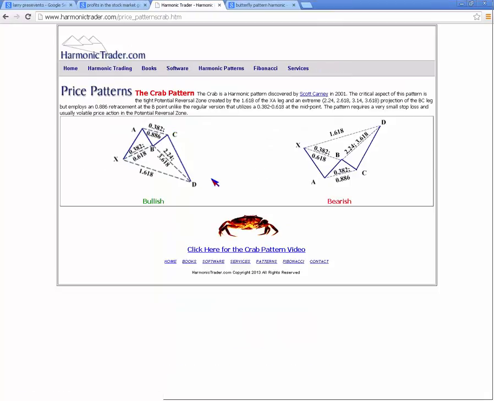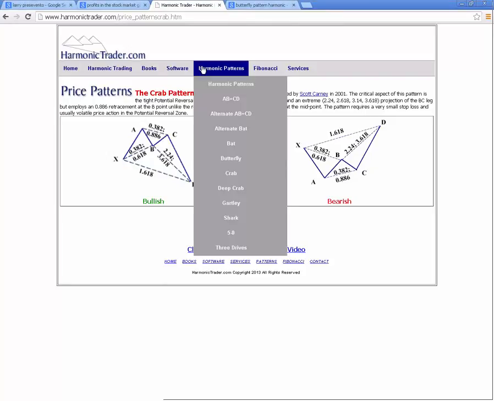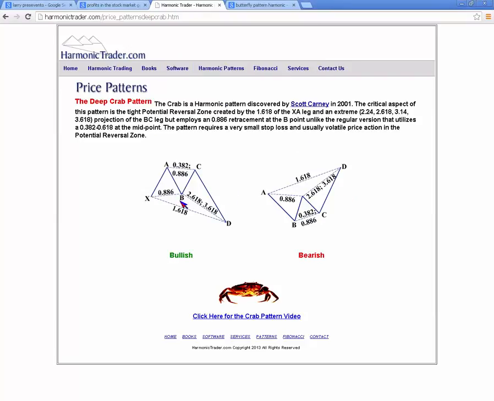Here's your crab pattern. If you look at the ratios here, that goes as far as a 1618 on your XA down to D. And then I'll go through the deep crab real quick. You can see if we took this and it was a 127, it'd be around the same as a butterfly. So they extended this down to the 1618.